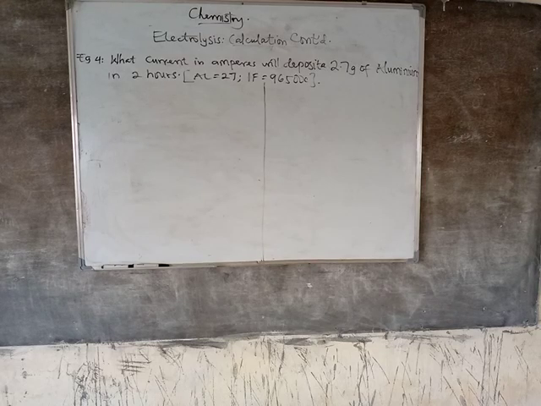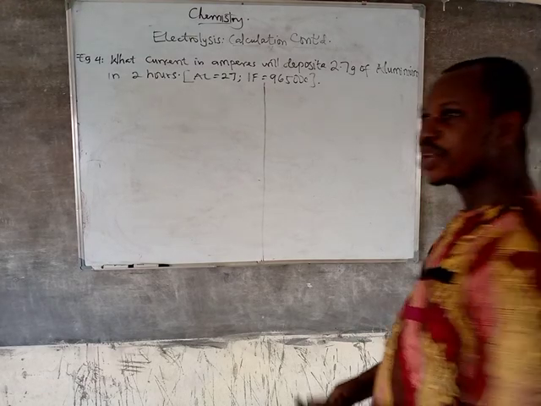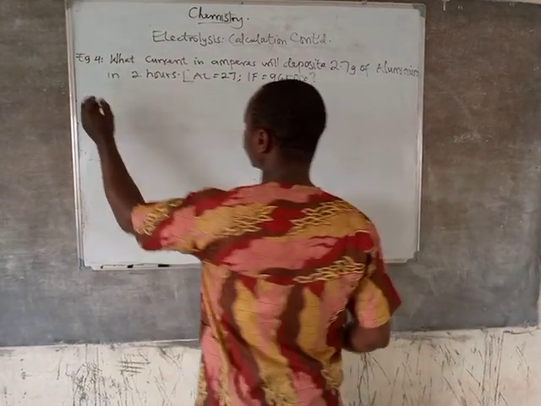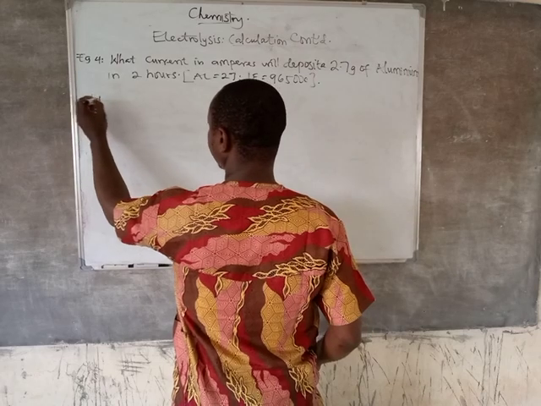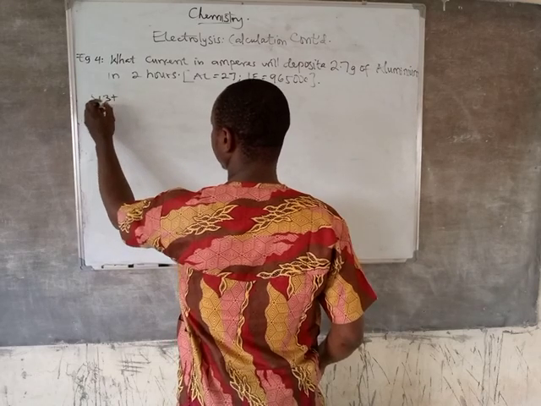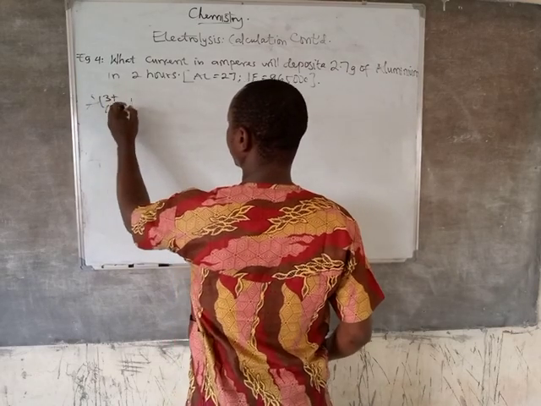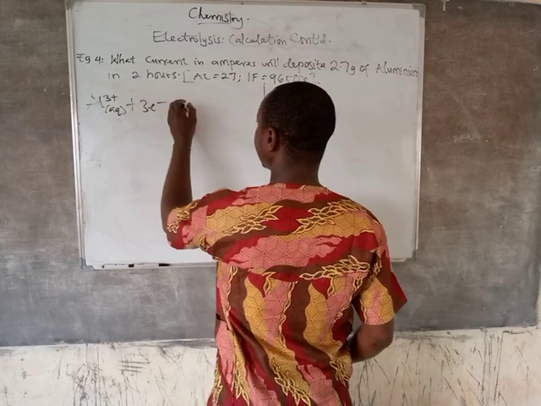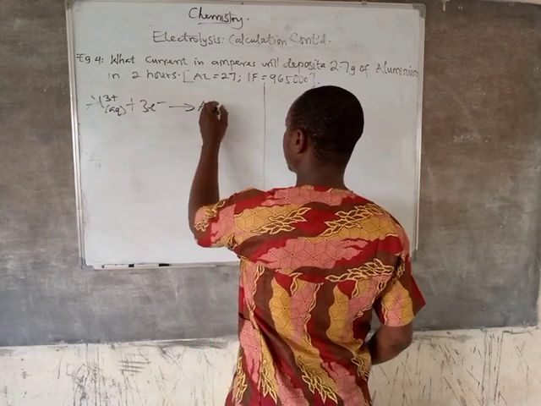Example 4. What current in amperes will deposit 2.7 gram of aluminium in 2 hours? This one is aluminium. Aluminium is a metal, so it should be a reaction at the cathode. Al³⁺ plus 3e⁻ gives aluminium solid.